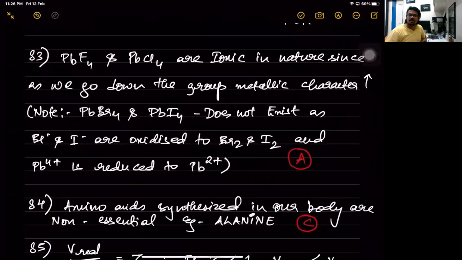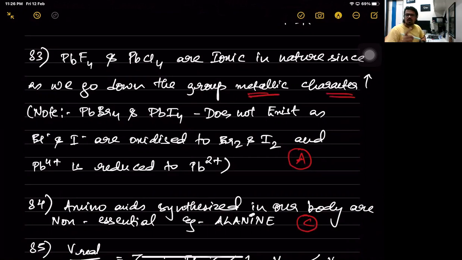Now this is important. PbF4, PbCl4 are ionic. As one goes down the group, metallic character increases. Now something important for understanding. PbBr4 and PbI4 are not formed. They do not exist. Please make a note of it.